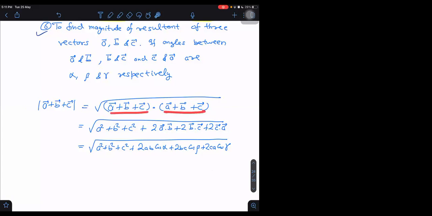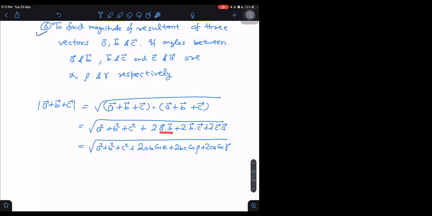Do you know what is the square of A plus B plus C? If you know that, then it will be easy for you to understand. A square plus B square plus C square, plus 2AB, 2BC, 2CA. We know that formula. In place of 2AB, 2BC, 2CA, we have to write A dot B, B dot C, and C dot A, because this is a dot product here.